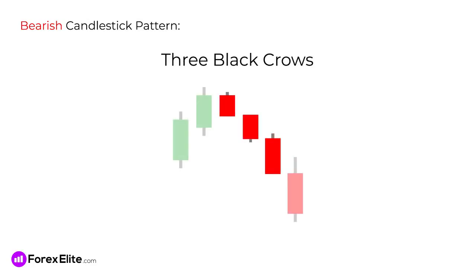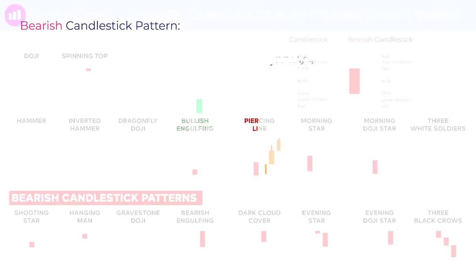Three black crows. Three black crows is a bearish candlestick pattern that consists of three consecutive medium to large bodied bearish red candlesticks. The three candlesticks usually don't have long upper or lower shadows. Again, the three bodies are medium to large. In other words, no small bodies. Pretty straightforward pattern. Three consecutive reds.